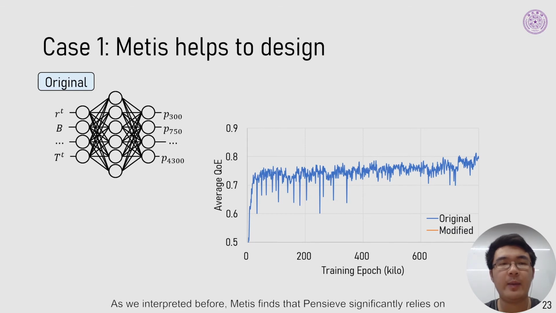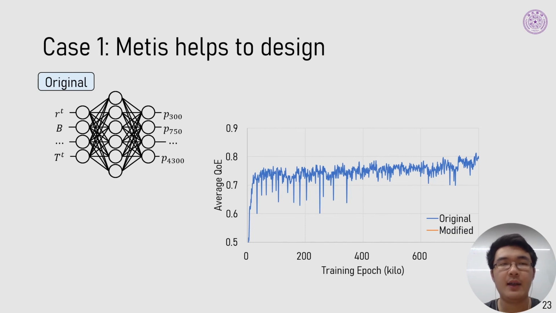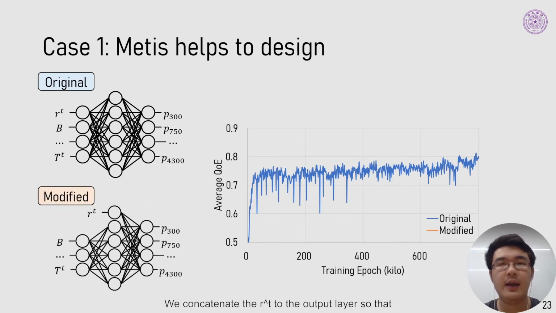As we interpreted it before, Mattis finds out that Pensive significantly relies on the last chunk bit rate, or RT, when making decisions. To utilize this observation, we modify the DNN structure of Pensive to enlarge the influence of RT on the output result. We concatenate RT to the output layer so that it can affect the prediction result more directly. After putting RT near the output layer, the modified DNN will focus on that significant feature.